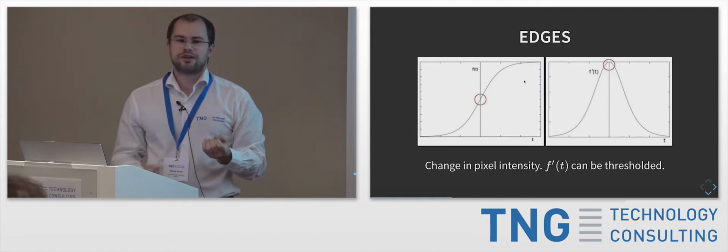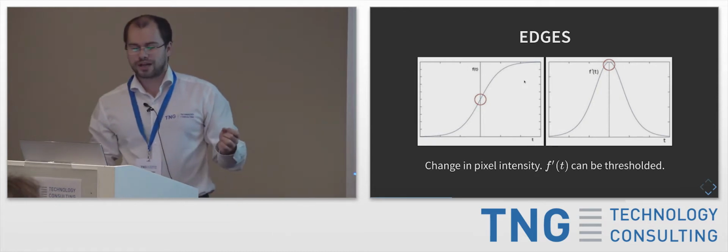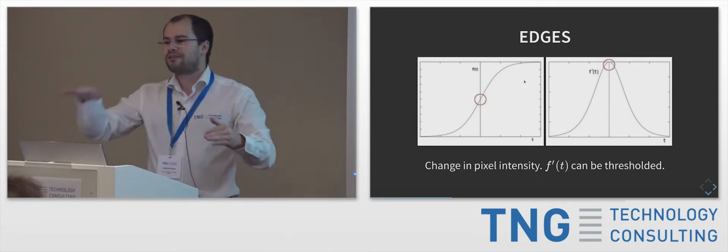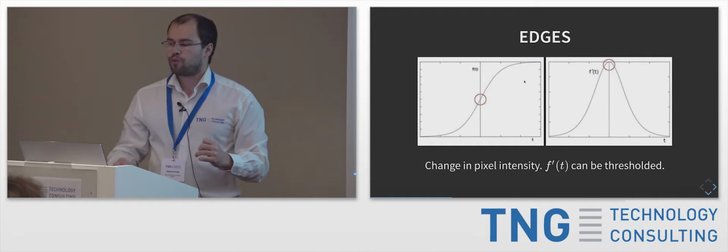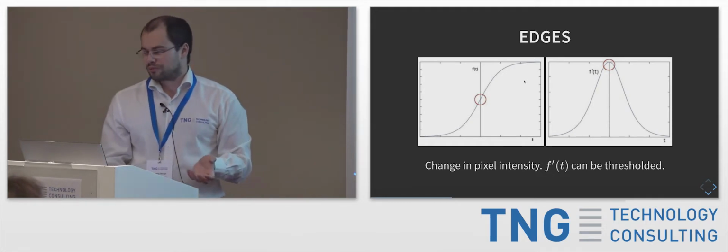But if we take the first derivative, we get some hill-shaped function out of this. And we can say above a certain threshold, we can be confident that we encounter an edge there. And that's what we do.